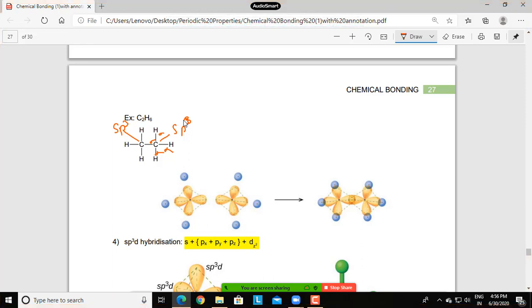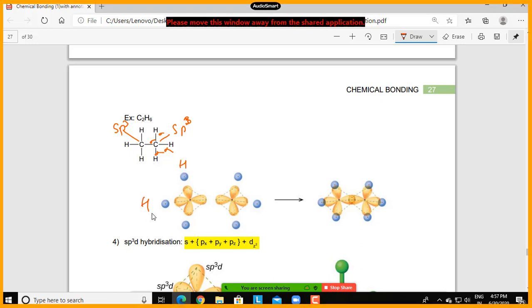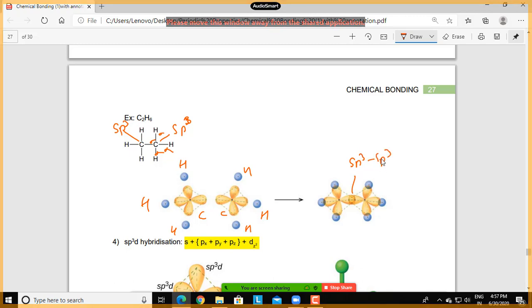So sp3 hybridization of carbon and another sp3 hybridization of carbon, and here carbon is surrounded by 3 hydrogen. So this is hydrogen, this is hydrogen, this is hydrogen, this is carbon. Again carbon is surrounded by 3 hydrogen, so these two will overlap by sp3 sp3. This is sp3 sp3 overlapping.